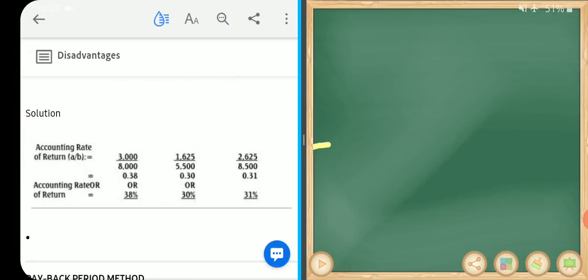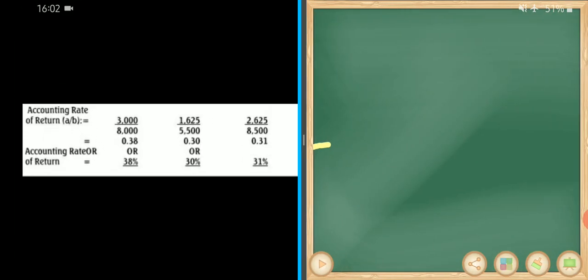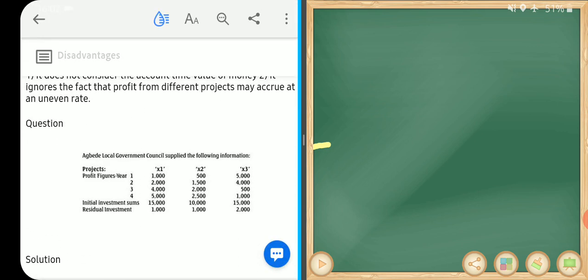have our solution. Our solution follows the formula, which is average annual accounting profit over average investment. Then they've gotten their percentage. But how did they get to this point? We are going to solve that now. Let's go back to the question.